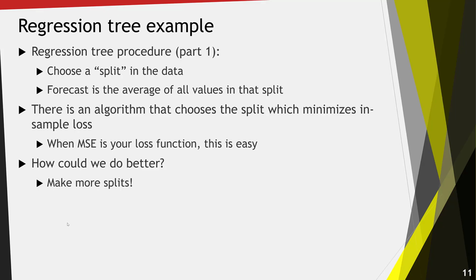Choosing the split, both the feature and where you would split it, might seem like a complicated process. There's actually an algorithm that you can use to choose which split minimizes the in-sample loss. And in fact, if mean square error is your loss function, there's a very simple formula for doing this. So far, we've just split our data into two leaves. Could we do better than that? Of course we could, just by making more splits.